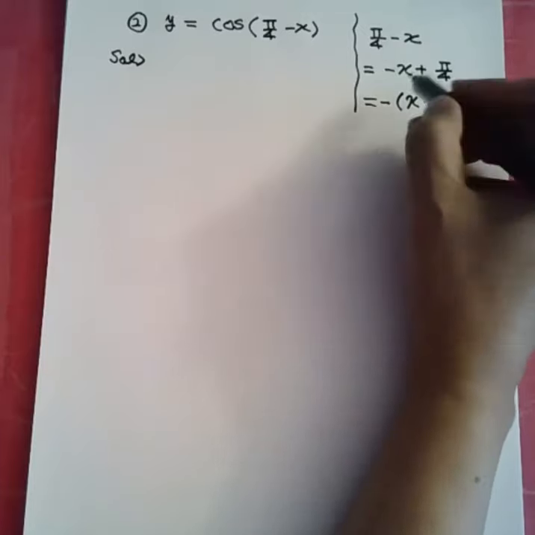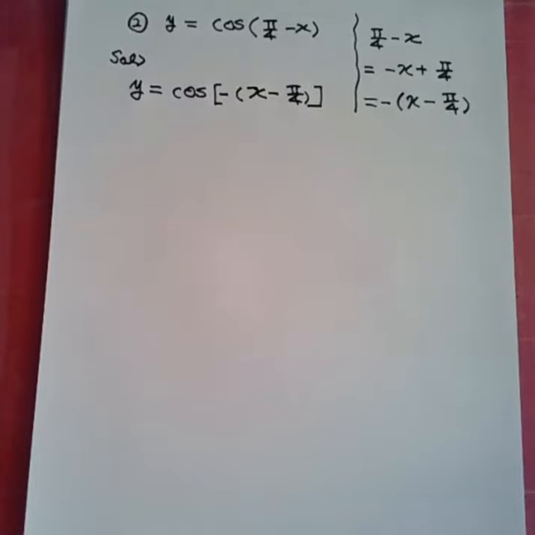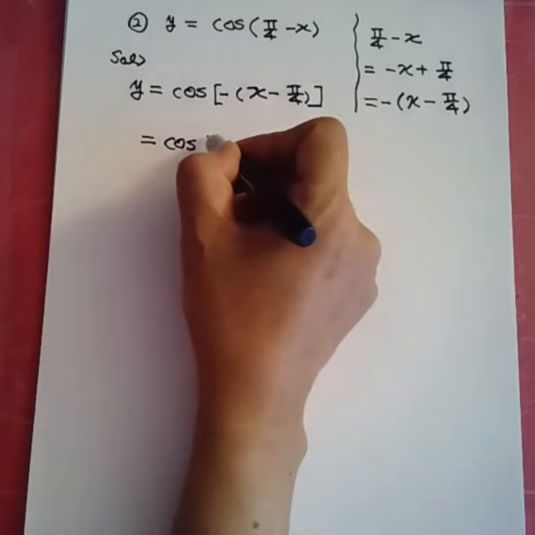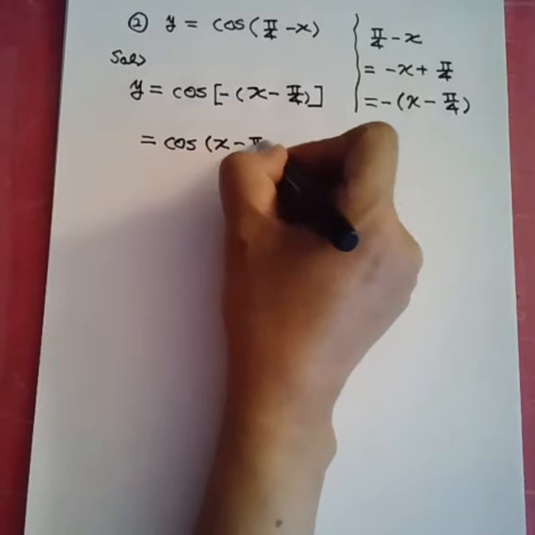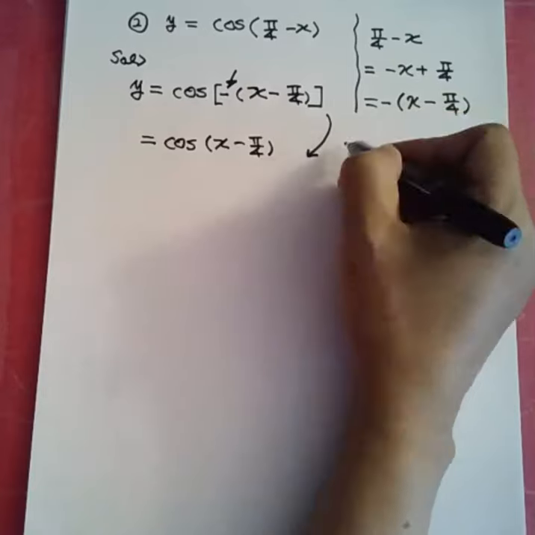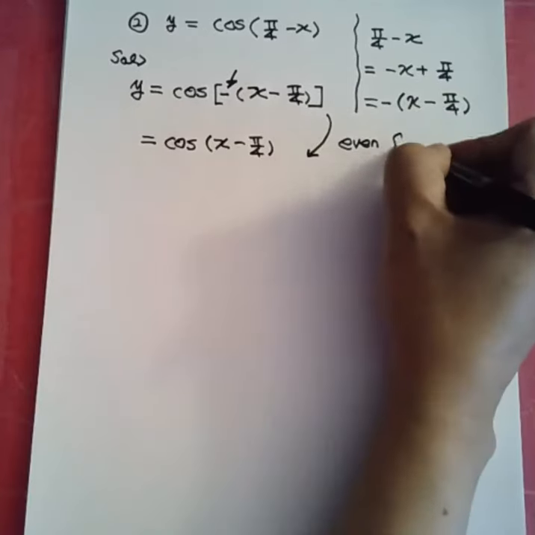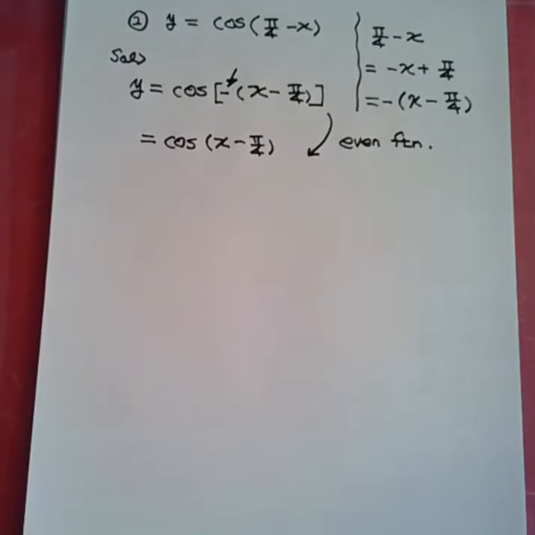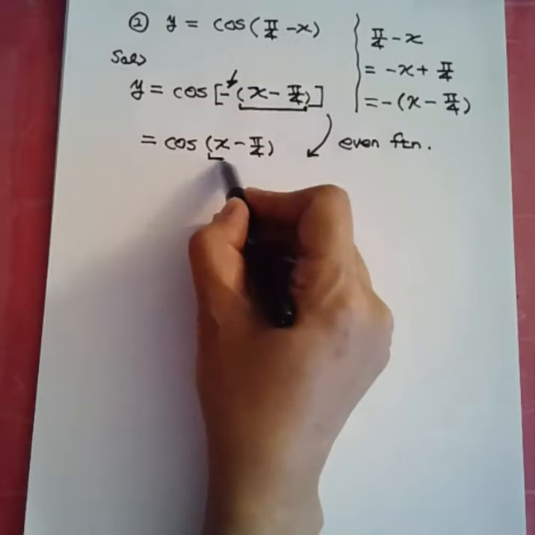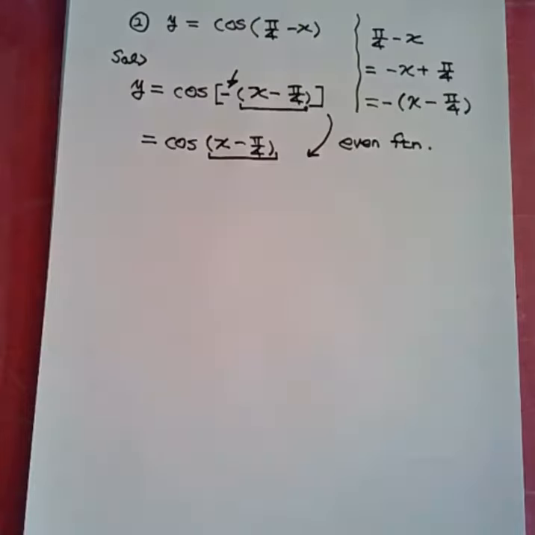So we can rewrite that as y equals cosine of minus x minus pi over 4. Then we can rewrite that as cosine of x minus pi over 4. We can forget this minus. That is because cosine is an even function. When we switch the sign of the input, in this case here, this number, to positive, the cosine value will stay the same.